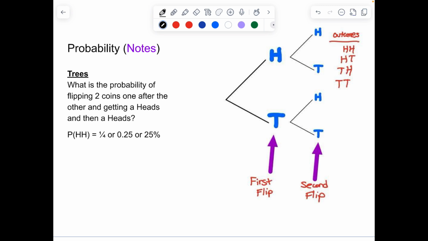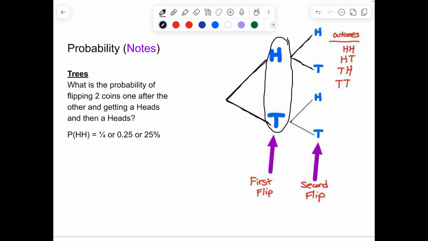We also commonly use trees to calculate probability. So in this example, we are calculating the probability of flipping 2 coins, one after the other, and getting a heads and then a heads. This part here on our tree represents the first coin flip, so we can get either heads or tails. And on our second flip, we can also still get only heads or tails.